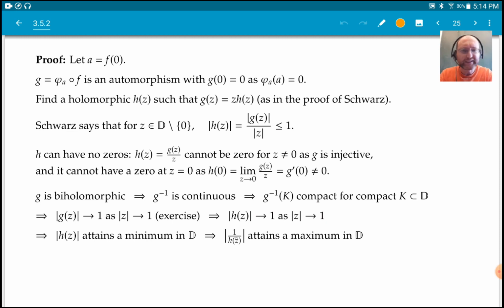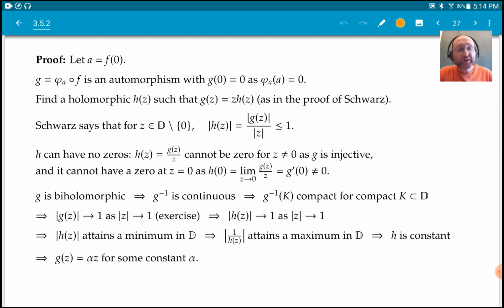So meaning, I can look at 1 over h. It's never zero. That attains the maximum, so by the maximum principle, h is constant. Whatever the minimum is, it's the constant, so it attains the minimum everywhere because it's constant. Therefore g is just z times h. h is constant, so let h be some constant alpha.